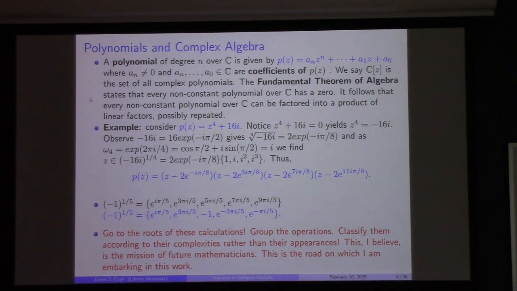But after monumental work by Lagrange, Euler, and others, it became clear that there was no such solution for the 5th order problem. So in the early 1800s, about 1820, there was a fellow who wrote this down. He said, go to the roots of these calculations, group the operations, classify them according to their complexities rather than their appearances. This, I believe, is the mission of future mathematicians. This is the road on which I am embarking in this work. Do you guys know who this is a quote from?